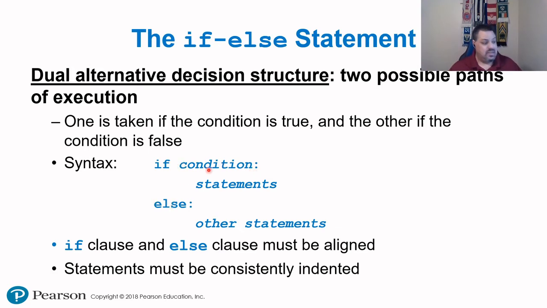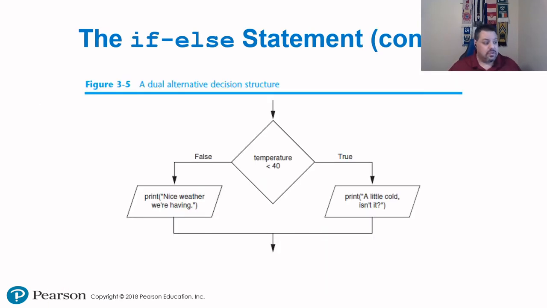So if condition, if A is greater than or equal to 10, then run these statements. Else, which is another way of saying if it's not, then do these other statements. Again, the if and the else must be aligned, and the statements for each one of those expressions must be moved in just a little bit, just to make sure that we have things going in the right direction. So it looks like this. Is the temperature less than 40? If so, then print, it's a little cold, isn't it? Else, or false, print, hey, nice weather we're having.